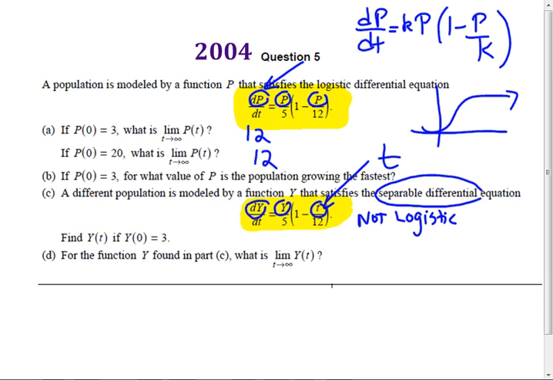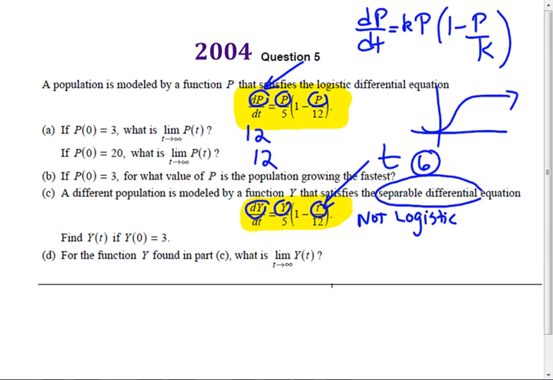Now, what's the value of the population when the population is growing the fastest? It's 6. This year, all they did was require that you say 6. Other years, they've had you actually find the second derivative. If I wanted to be safe, I'd find the second derivative, set it equal to 0, and then I'd have 6.